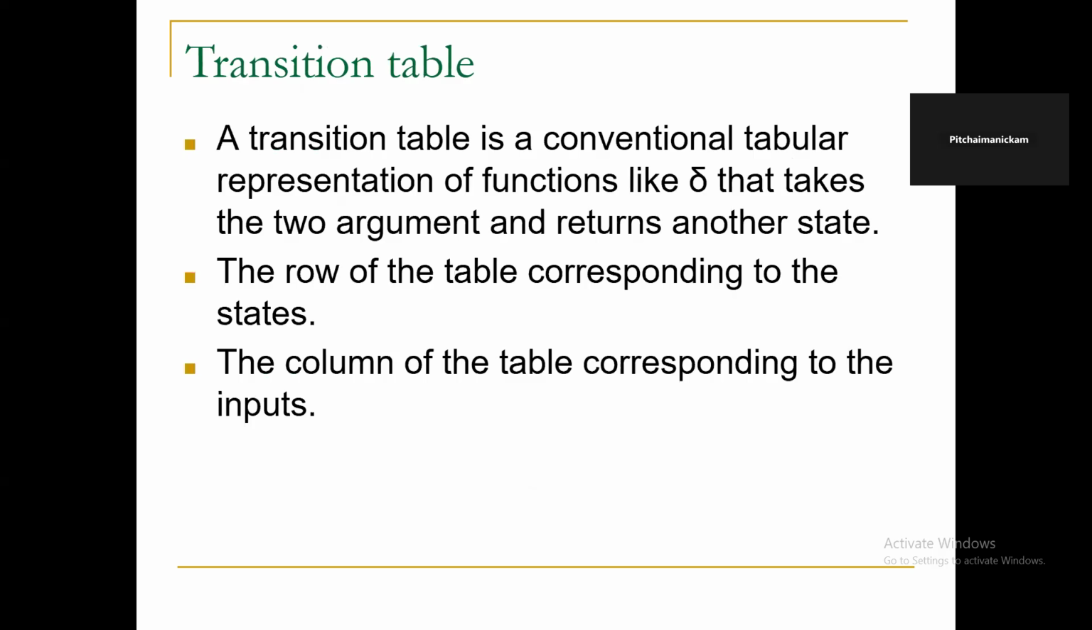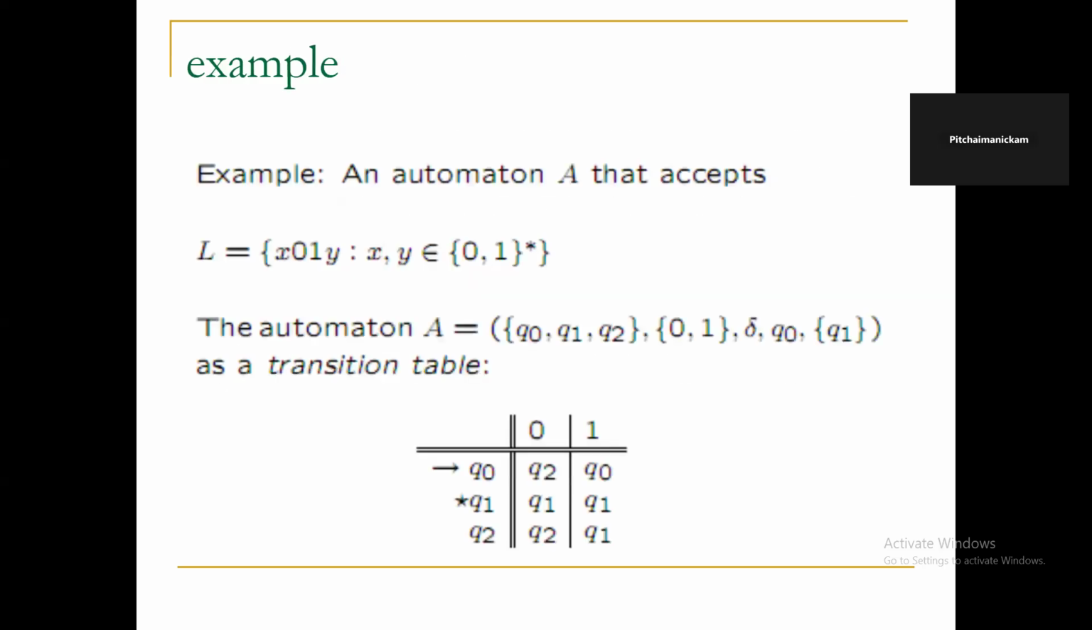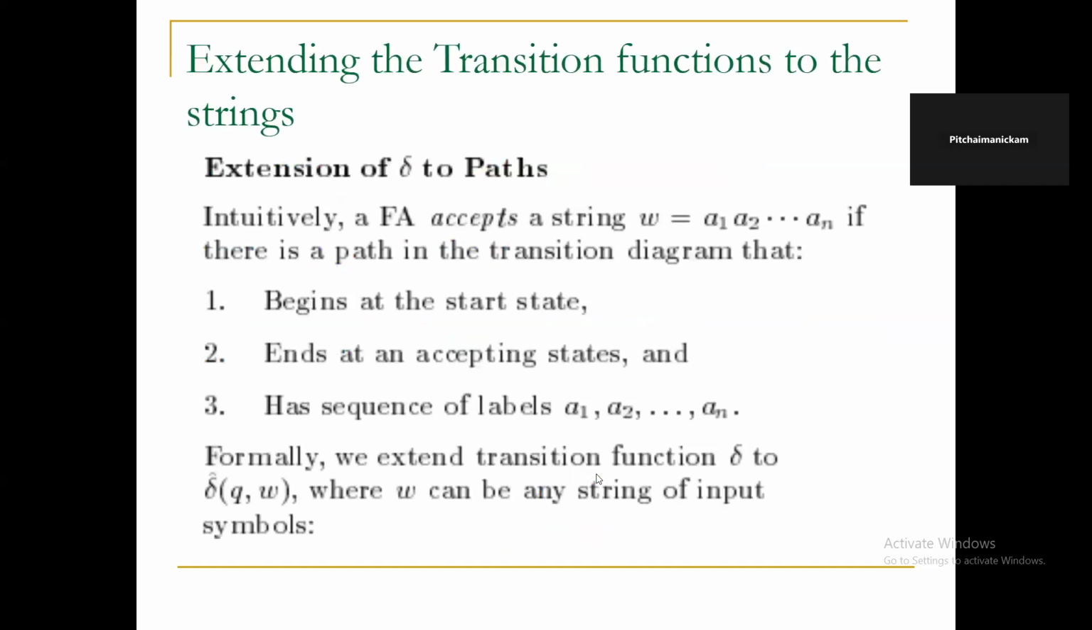What is meant by the transition table is the conventional tabular representation of functions like δ that take two arguments and return another state. The rows of the table correspond to the states and the columns of the table correspond to the inputs. Here the set of states is q0, q1 and q2, and the input symbols are 0 and 1. Suppose you are reading inputs: q0 with 0 goes to q2, or q0 with 1 goes to q1. So it goes to some other state.